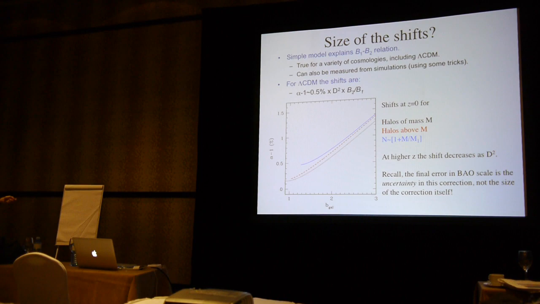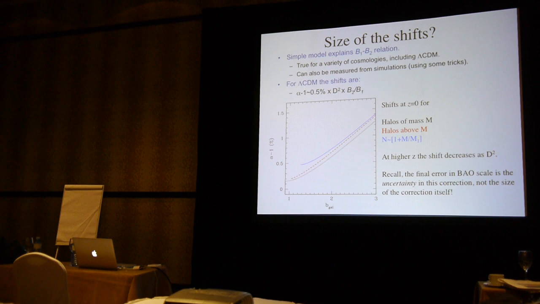And then, of course, the shift that you're expecting is going to grow as D squared, and it's going to depend on this ratio of b2 to b1. And if you calculate the prefactor for lambda CDM, which is the case of interest, so let's drop considering crazy CDM, for lambda CDM, alpha minus 1 turns out to be pretty close to 0.5% times this growth factor squared times this ratio of b2 over b1. So if I plot this alpha minus 1 as a function of the galaxy bias, then I get the following curves. And these are all at redshift zero, so you should scale them down by the growth factor squared, but this shows you the largest effect.